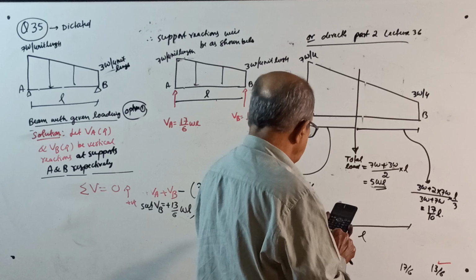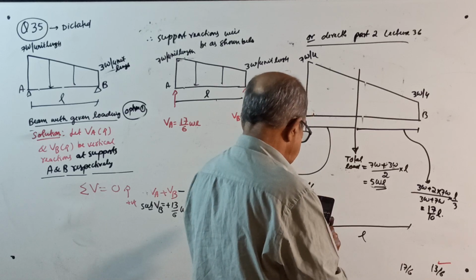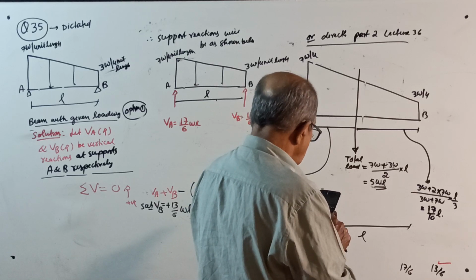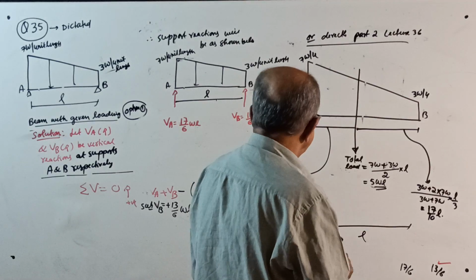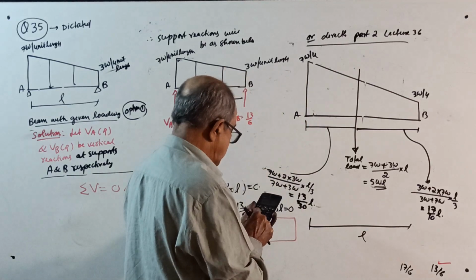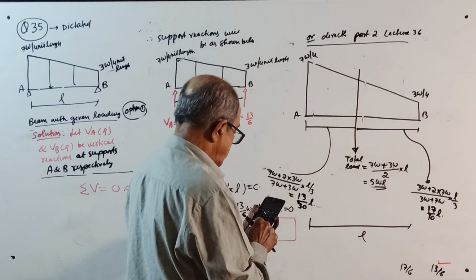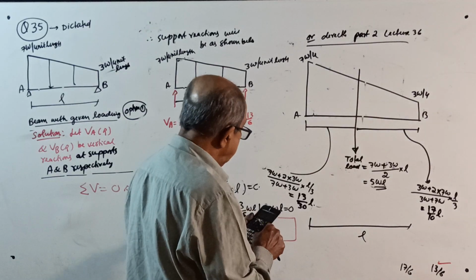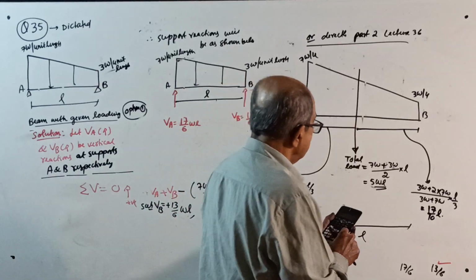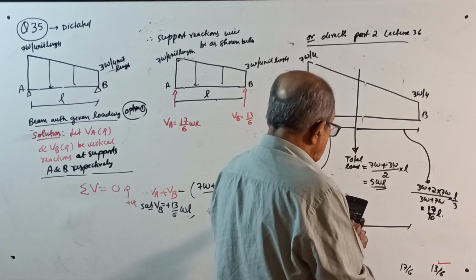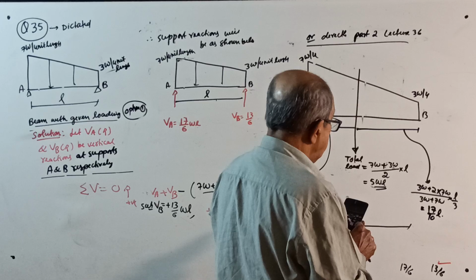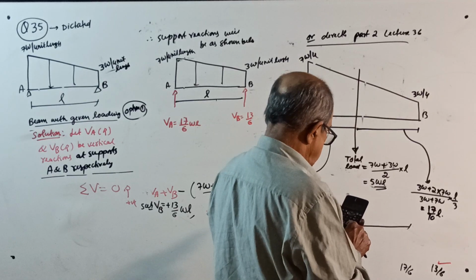17 by 10 plus 13 by 30. No, not correct. Okay. No. 7 plus twice of 3 divided by 10 divided by 3, 13 by 30, correct. 3 plus twice of 7 divided by 10 into 1 by 3.